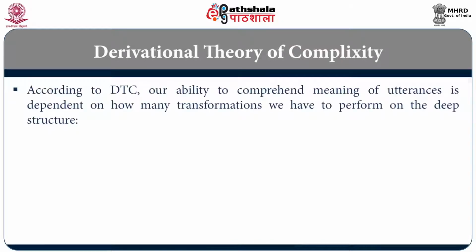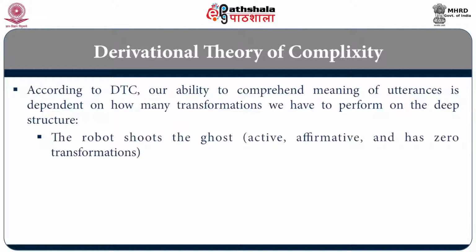DTC, they argued, will explain our ability to comprehend the meaning of utterances depending upon how many transformations each particular sentence that we hear has. So, for instance, let's look at some examples. The first sentence says, the robot shoots the ghost. This is an active affirmative sentence and there are no transformations. It's straightforward, the robot shoots the ghost. So, it is very easy to process, there are no transformations.